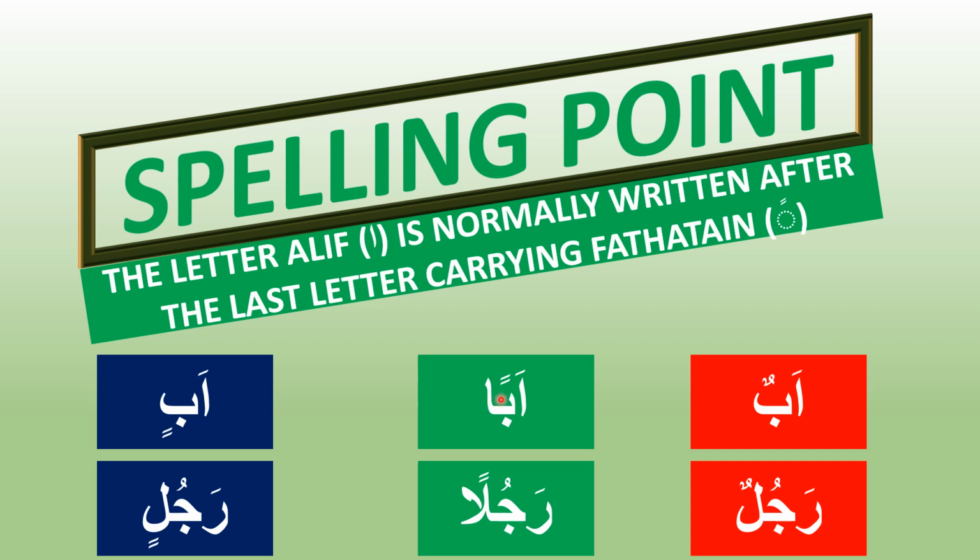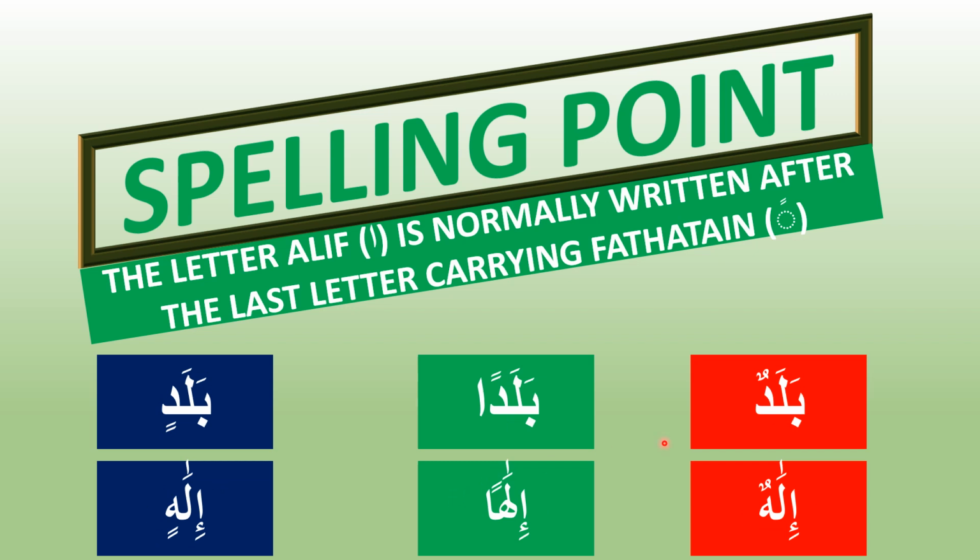Similarly, rajulun in red and rajulin in blue do not have an alif because it doesn't end in fathatain. But when we go to rajulan, the last letter is the lam. It has a fathatain on top of it, so it will take an alif at the end. And the shape of the alif is a little bit different according to this way of typing it on the computer.